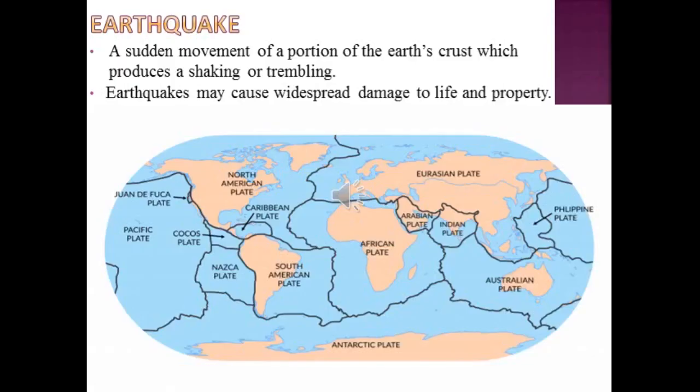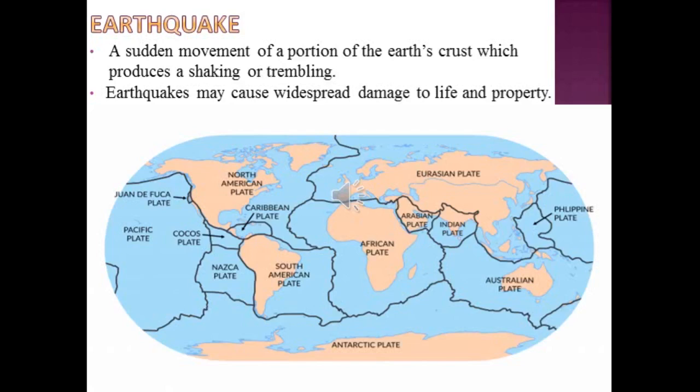So what is an earthquake? An earthquake is a sudden movement of a portion of earth crust which produces shaking or trembling. We are in the crust. The earth is divided into three layers: crust, mantle, core. We are standing on the crust. If there is any sudden movement in a portion of the earth crust, that produces shaking or trembling. Trembling means shaking that you can't control.